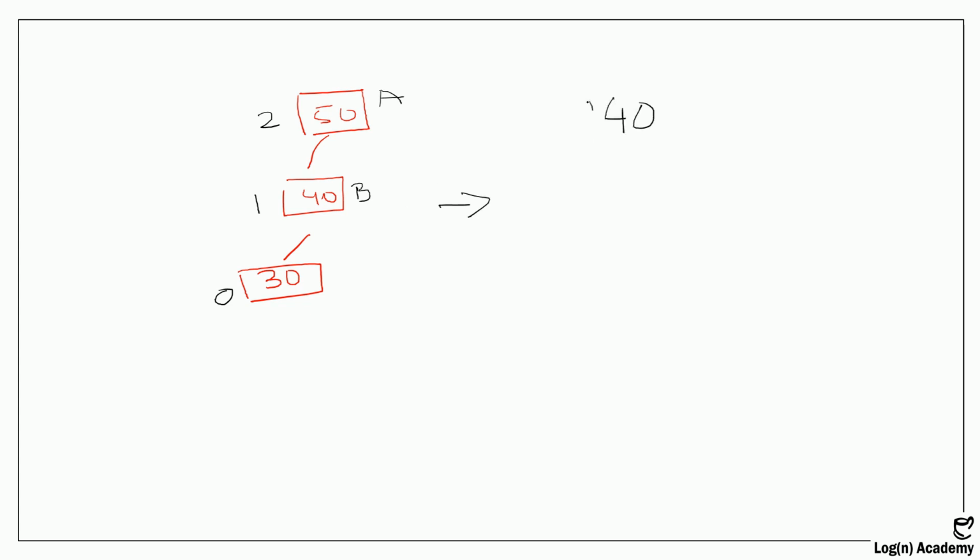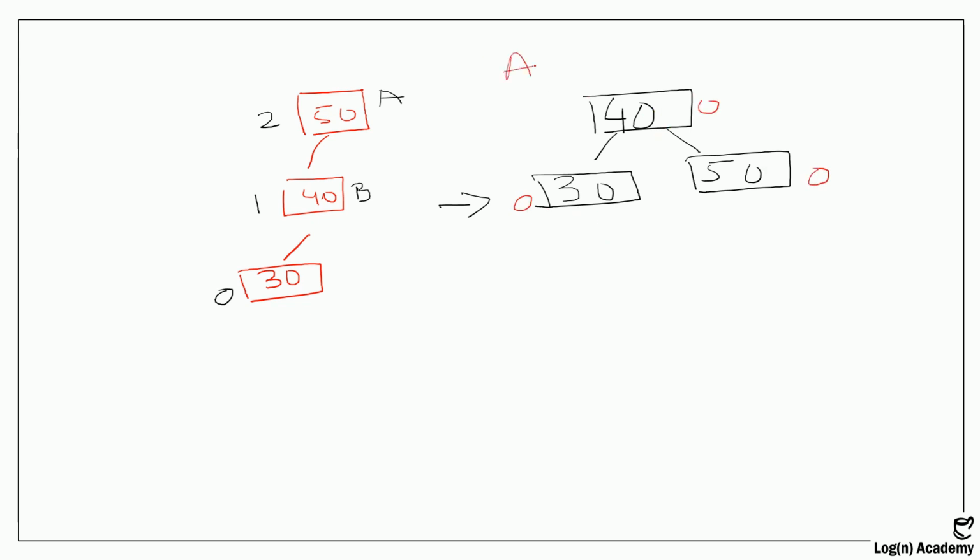So we will have 40. We will make A as a child. So this will come on the right hand side because it is greater than 40, and 30 will come here. And now if we calculate the balance factor, the balance factor of 30 will be 0, the 50 will be 0, and 40 will be 0 also. Now this is an AVL tree. Okay, we have balanced this tree into an AVL tree. So this was the LL case.